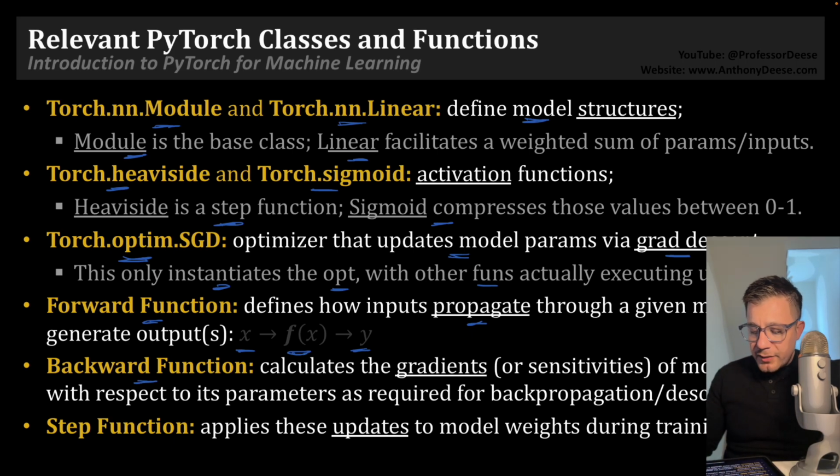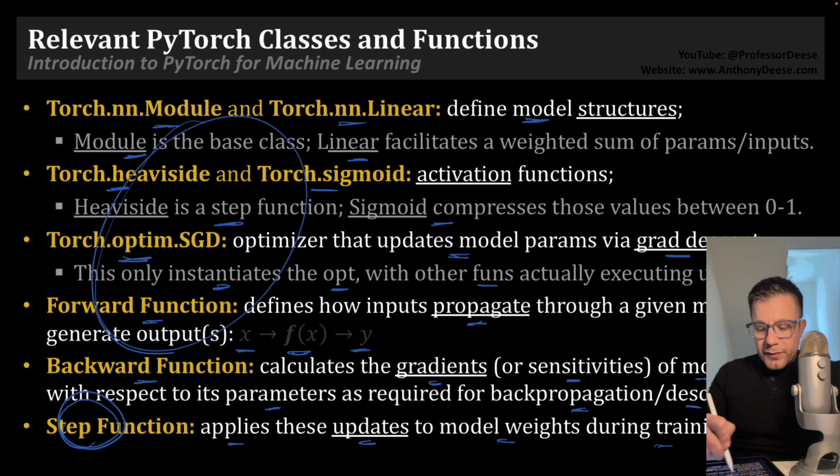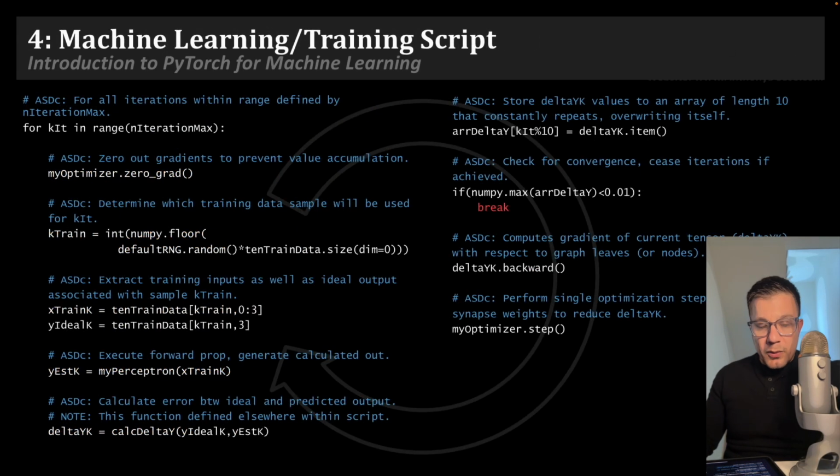We have the backward function. This calculates the gradients or the sensitivities of a model output with respect to its parameters as required for back propagation or gradient descent. And then the step function applies the updates to the model weights during the training. So this function is that which actually updates the synapse weights. Hopefully all of these and their roles will become more clear once we look at the code example, which we're going to do right now.